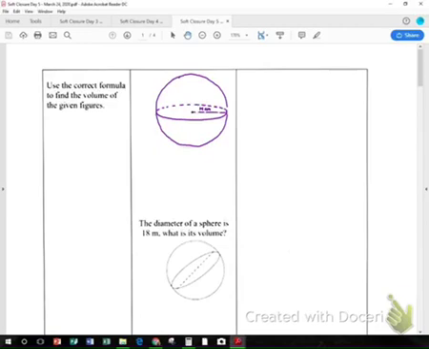To find the volume of a sphere, volume, S-P-H-E-R-E, volume of the sphere? No, sphere is one of those things you chuck at.